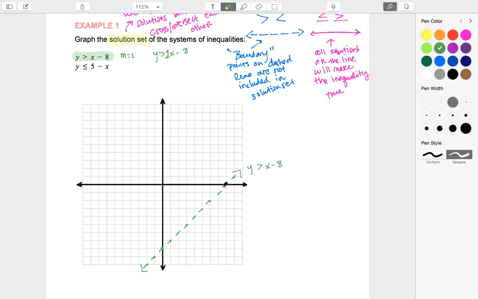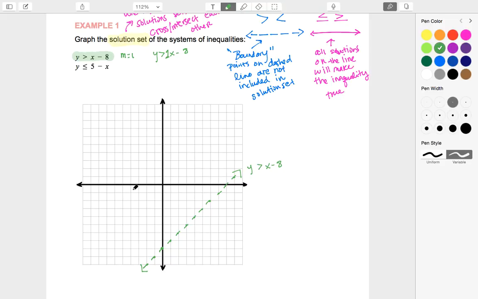So this dashed line represents this inequality, but we need to include the solution set. Now, you could think of this as y will always be greater than x minus 8. So you could just think of this as, oh, y has to be greater.